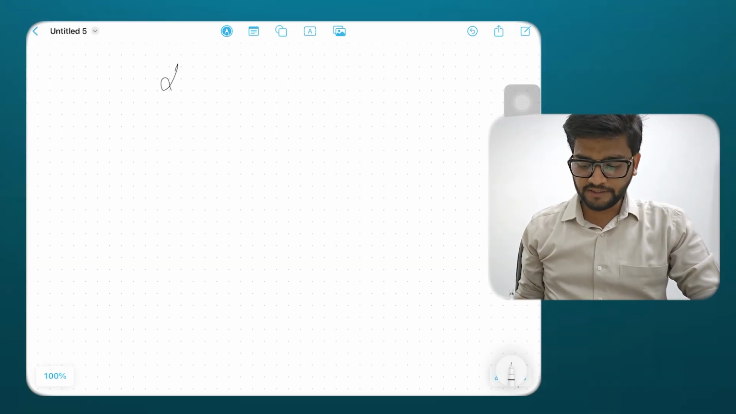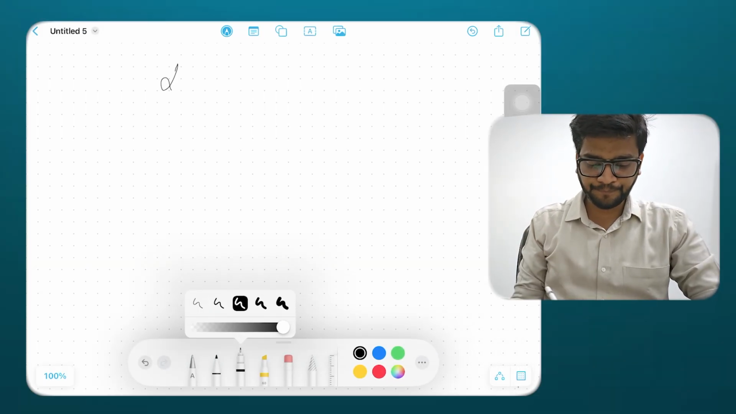Everyone, in today's lesson we are going to learn the laws of exponents. Let's start. So let's learn about the basic laws of exponents.